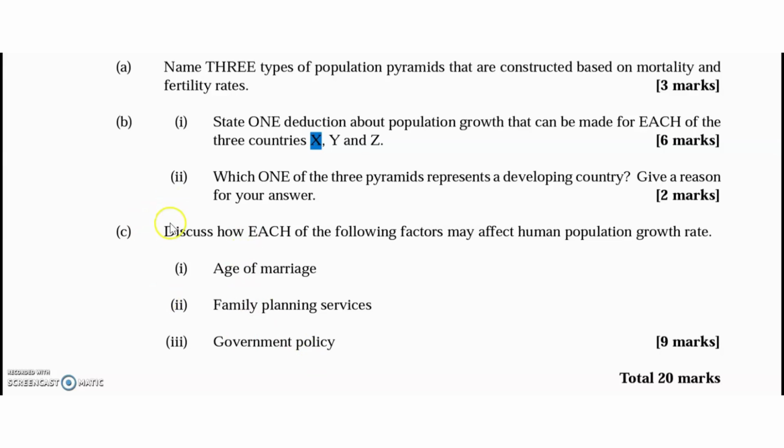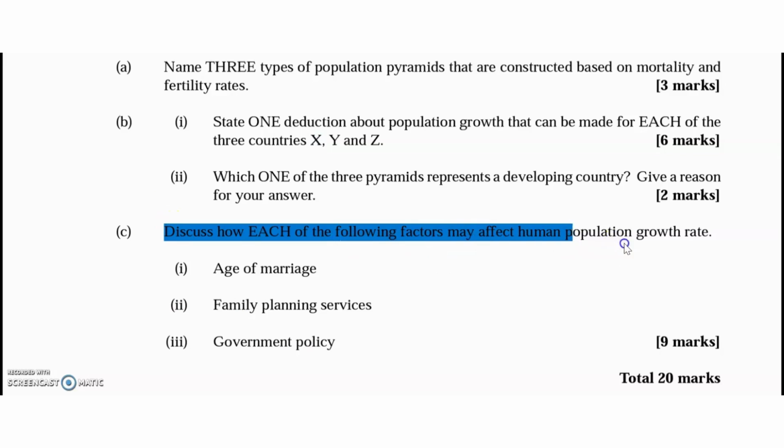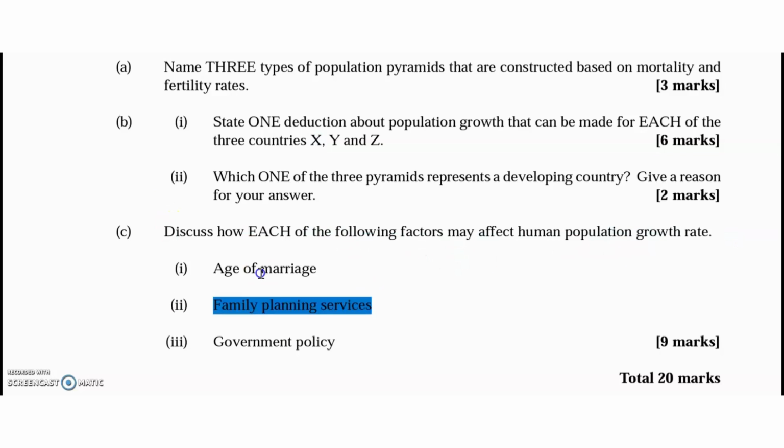Now, very quickly discuss how each of the following factors may affect the human population growth rate. Let us begin with respect to age of marriage. In developing countries, which were formerly known as less developed countries, they often associate marriage at a relatively young age, especially for women.